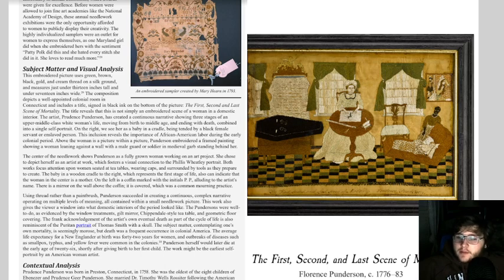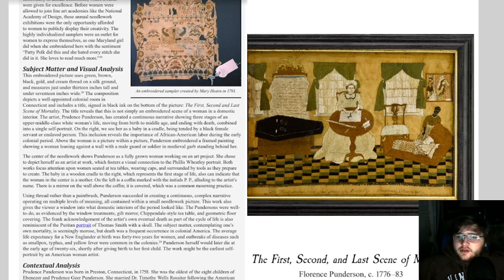The baby in the wooden cradle to the right, which represents the first stage of life, also can indicate that the woman in the center is the mother, and on the left is a coffin marked with the initials PP, alluding to the artist's name. There is a mirror on the wall above the coffin. It is covered, which was a common mourning practice.